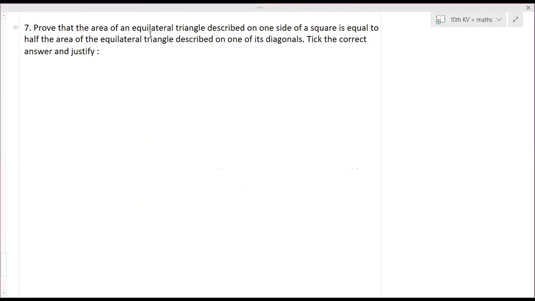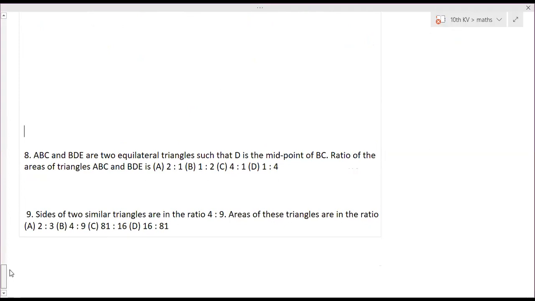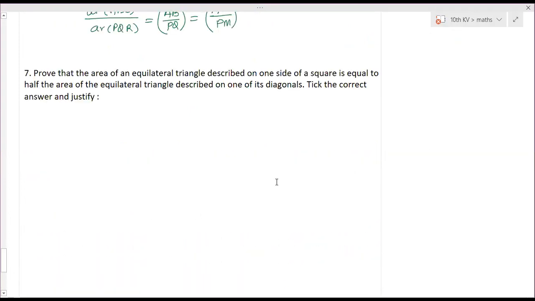Prove that the area of an equilateral triangle described on one side of a square is equal to half the area of the equilateral triangle described on one of its diagonals. Pick the correct answer and justify. What is the correct answer? No, this is the one. You have to write this. This is the next part.